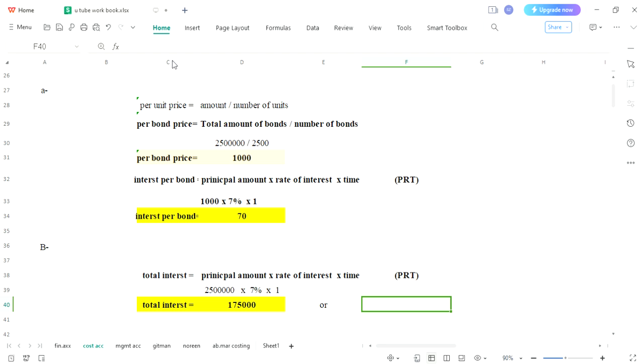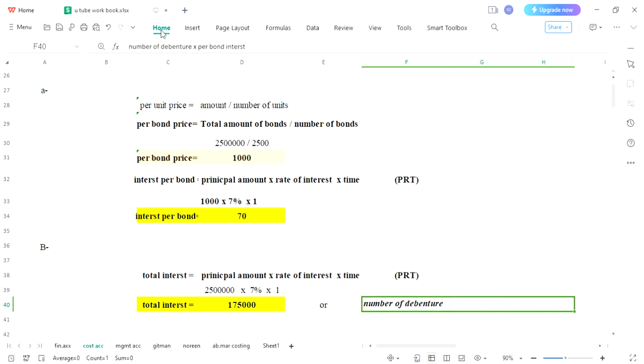What you will do, since we know that the total number of debentures is 2500 and per bond you are getting 70, how much total interest will you calculate? Number of debentures, you will multiply it with per bond interest. This is the second way you can calculate your total amount of interest, and here you are writing total interest.